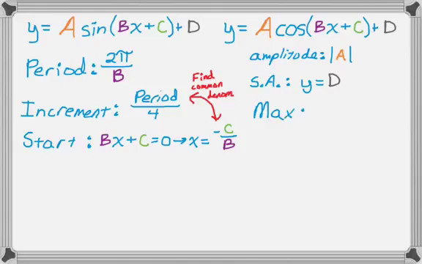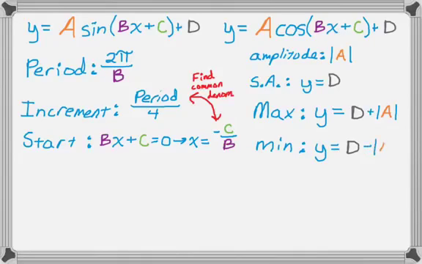And then we also need to know the maximum. So the maximum is you're at the sinusoidal axis, and then you're going to add the absolute value of the amplitude. And then the minimum, you are at the sinusoidal axis, and you're going to subtract the absolute value of a, or the amplitude.